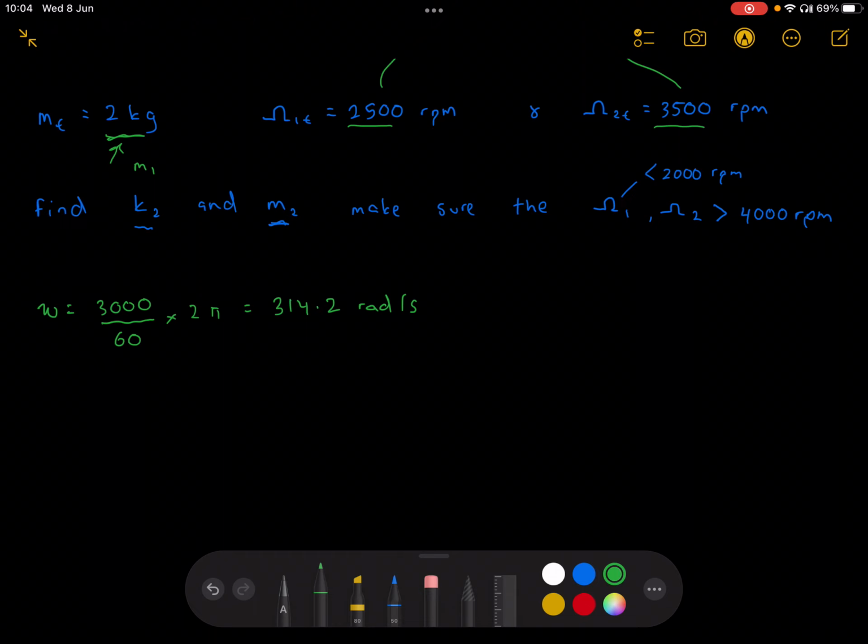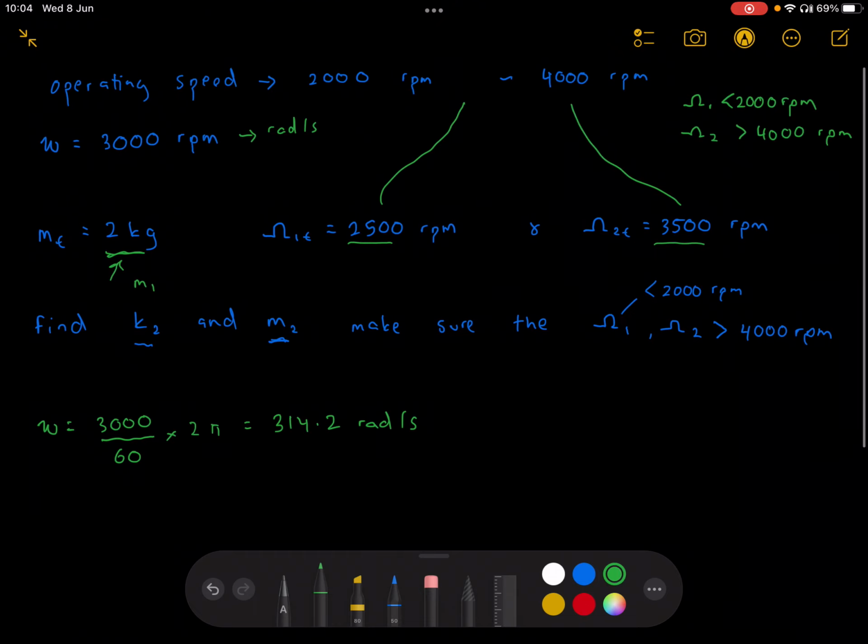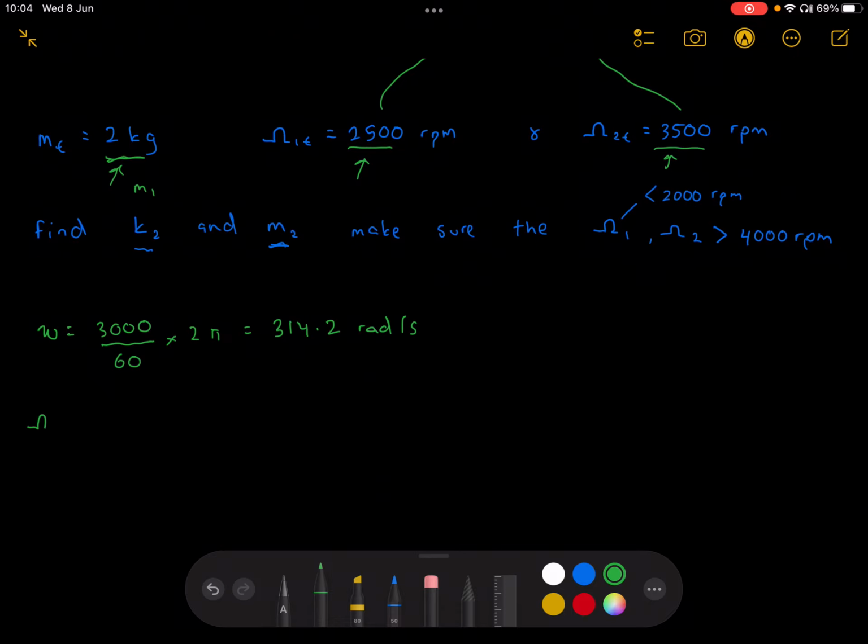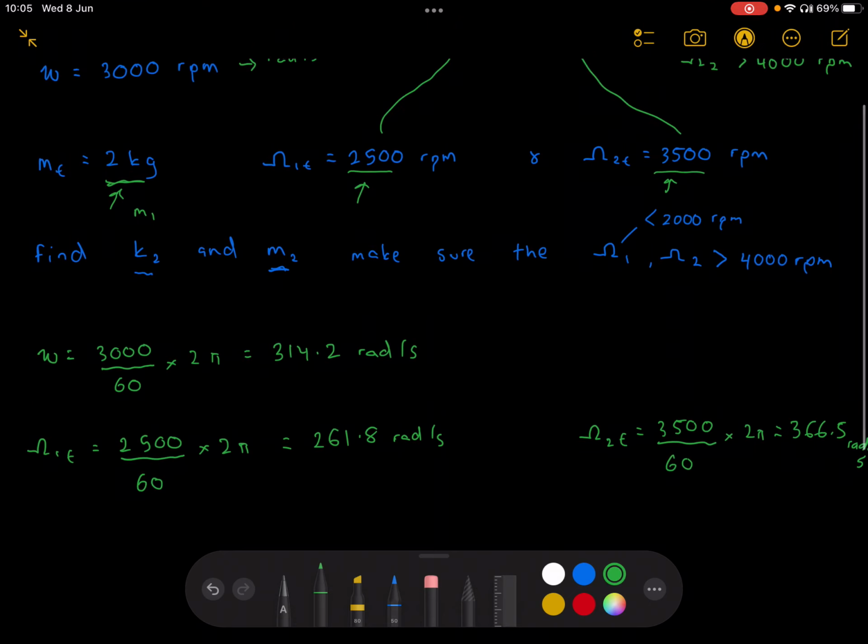Next, we need to convert these values first to radian per second. Why do we need to do all this? Because it's easier to work in radian per second. So omega 1 trial is 2500 divided by 60 times 2 pi, which equals 261.8 radian per second, and omega 2 trial is 3500 rpm over 60 times 2 pi, which equals 366.5 radian per second. It's better to convert all of the parameters to radian per second first.